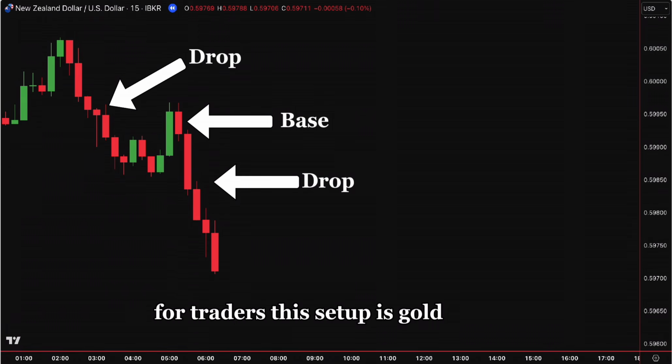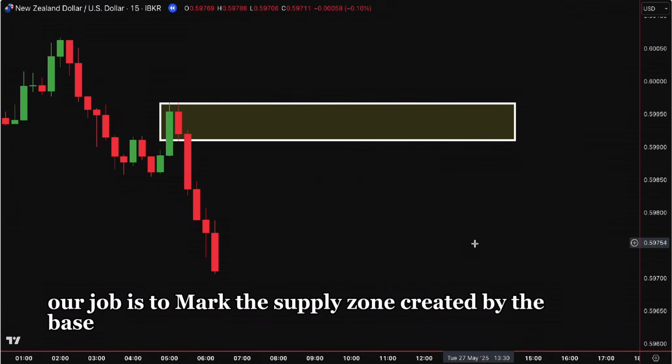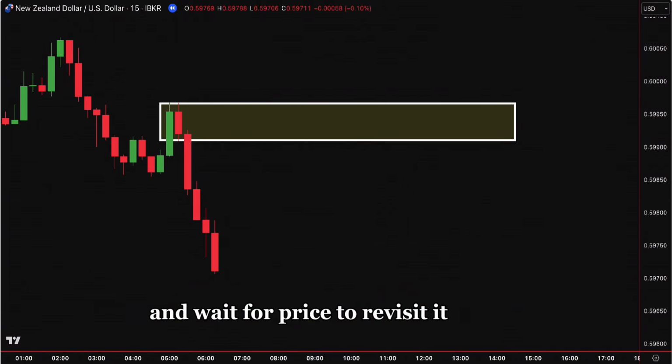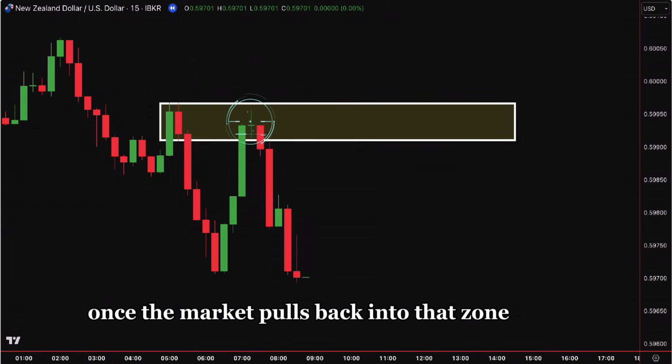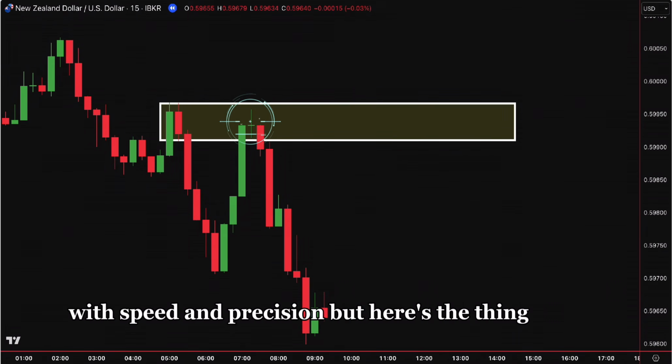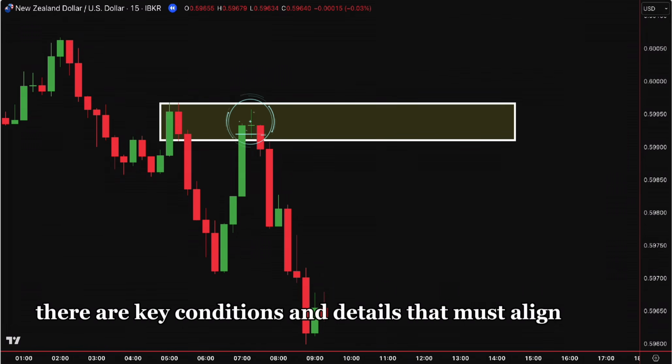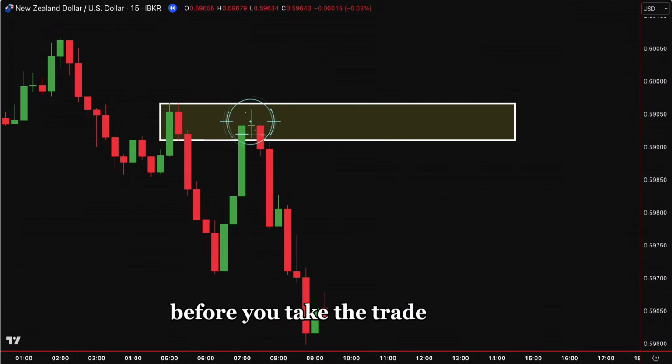For traders, this setup is gold. Our job is to mark the supply zone created by the base and wait for price to revisit it. Once the market pulls back into that zone, that's when we consider jumping in with speed and precision. But here's the thing, it's not as simple as waiting for a retest. There are key conditions and details that must align before you take the trade.